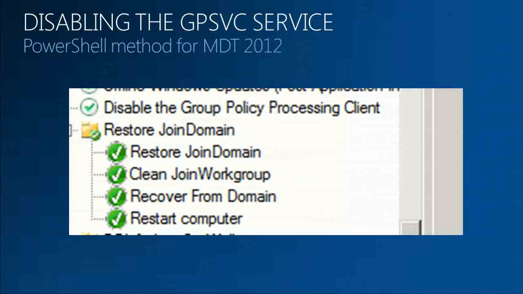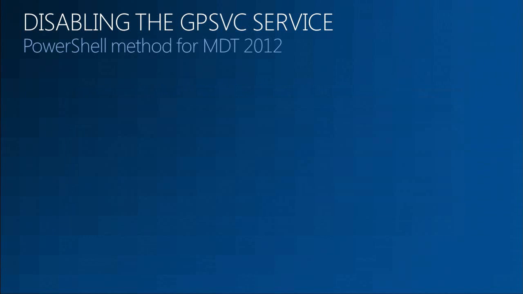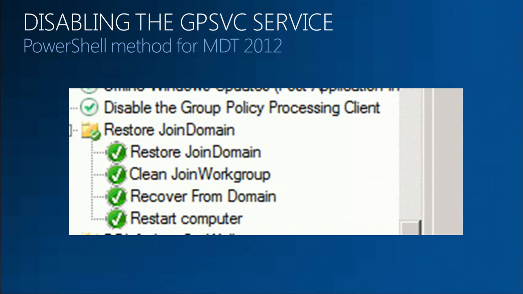And then I've also created a PowerShell method for MDT 2012. It is a single line. Disable the group policy processing client, and it runs a PowerShell script that does exactly the same thing. The disable the group policy processing client piece is working perfectly. It operates exactly the same way as the MDT 2010 method.